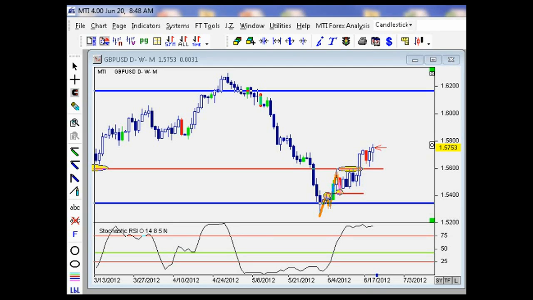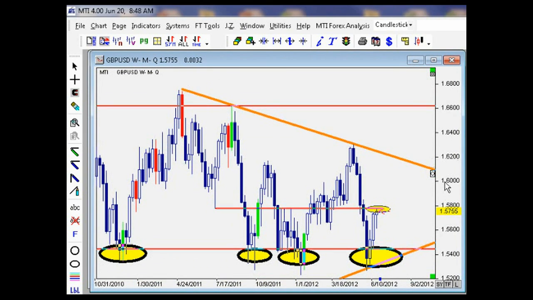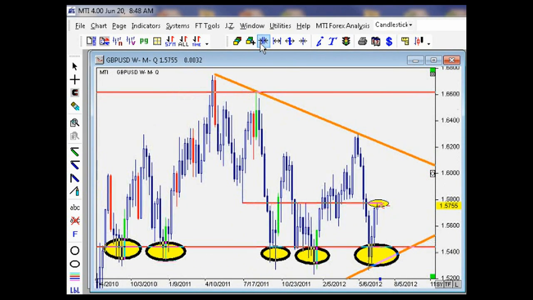This is FX Pathfinder, and I'm going to review the Great British Pound US Dollar. Current time is 8:48 a.m. Today's date is 6/20/2012. Now, we know the Great British Pound US Dollar weekly time frame.